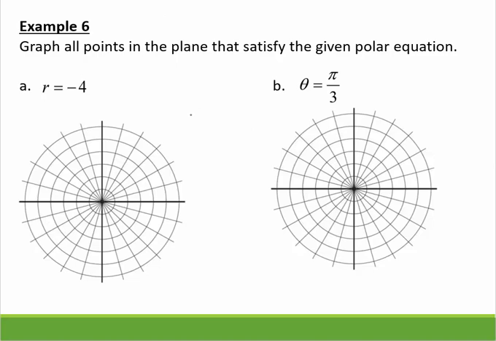Okay, final: sketch the points of the plane that satisfy the given equation where r equals -4. Well, a lot of you are probably thinking your radius can't be negative. Well, your radius really is a circle. So I have 1, 2, 3, 4. So that's what my radius looks like.